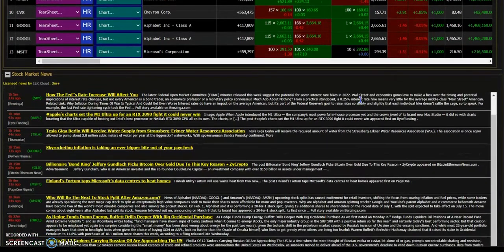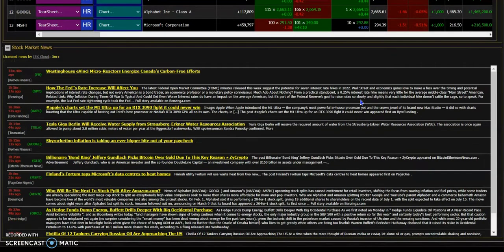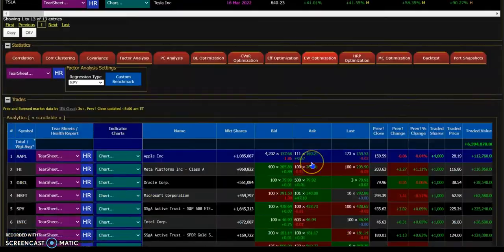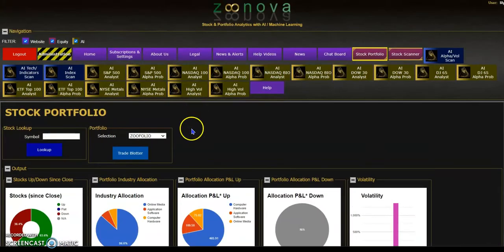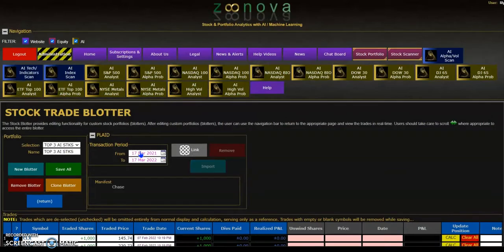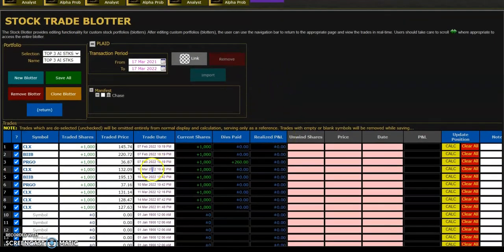Stock market news is below. Approximately 4,000 different vendors supply news through our feed. In this case, the news is custom to whatever stocks are in the portfolio. All trades can be entered through the trade blotter, imported in, or hand entered in. It keeps track of all the information that's necessary for the different portfolios. You can clone portfolios, you can remove portfolios, and you can create new portfolios.